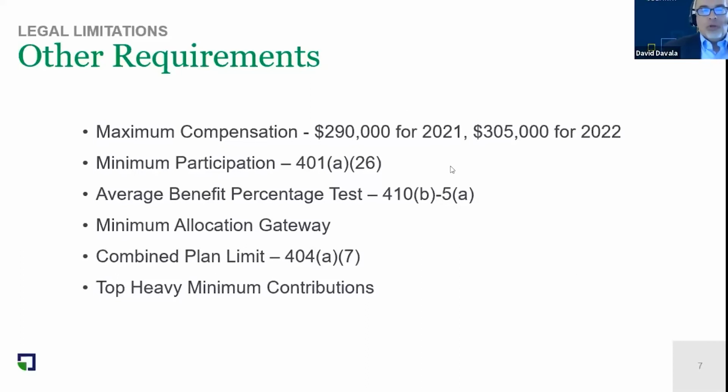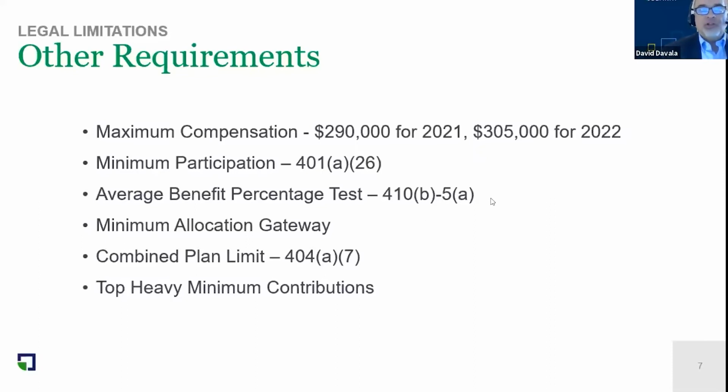Okay, another requirement on a DB plan is minimum participation. This is defined under section 401(a)(26). This is for defined benefit plans. Simply put, you have to make sure there's enough people participating in the plan. It's like 40%, or if you have 2 participants, both have to participate. And by participating, they have to have a minimum benefit accrual.